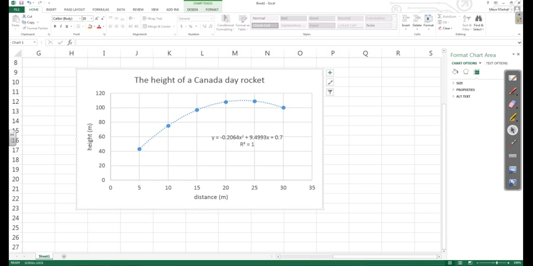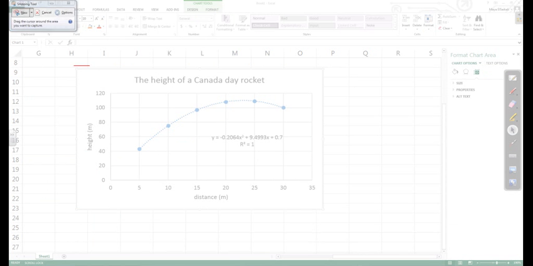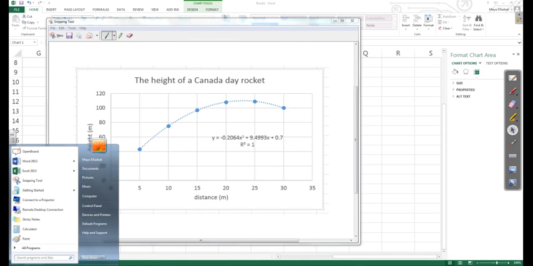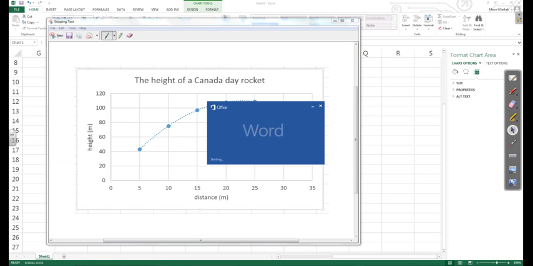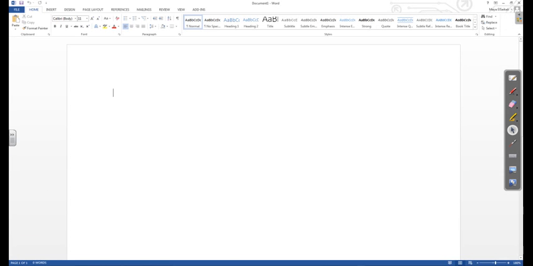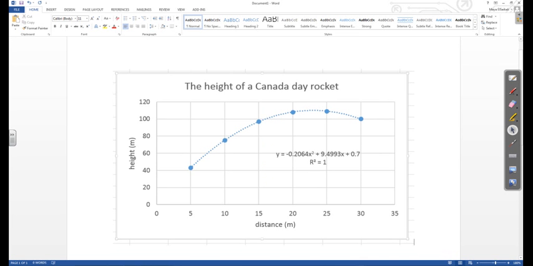Alright, now what we're going to have to do is snip it and then copy it to our Word doc. Are we okay with this? I'm hoping it's a yes. All right. So I'm just showing you what you're going to be doing on the quiz, on the assignment. So you're going to bring it here, and then you're going to paste it, and then this is going to be your graph.